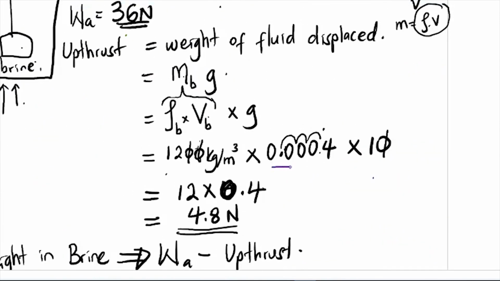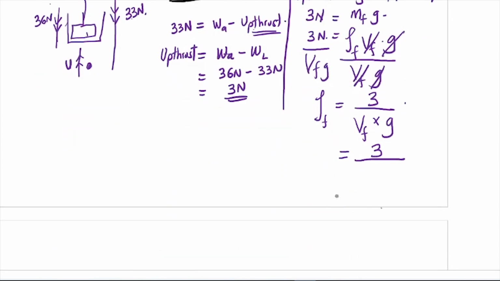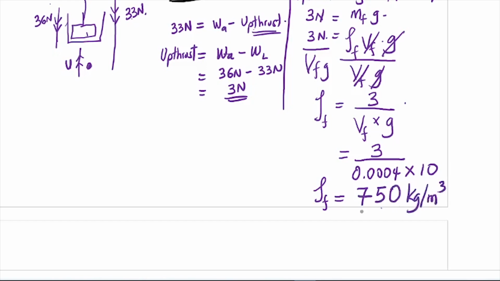And we found the volume of the metal before to be 0.0004. So it's the same thing we shall be doing here since we're dealing with the same metal. This is going to be 0.0004, multiplied by the gravity, which is 10. And of course, that is going to give us the density of the fluid they are looking for, 750 kilograms per meter cubed. Now that answers it.